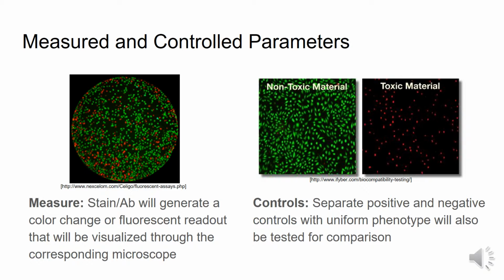However, in order to verify that the stain is labeling the right target, control samples with a uniform phenotype must also be tested. So, in the live dead assay, you would test a positive control with all live cells, which you can see here on the right. In the image on the left, all of the live cells stain green, and the negative control on the right has all dead cells staining red.